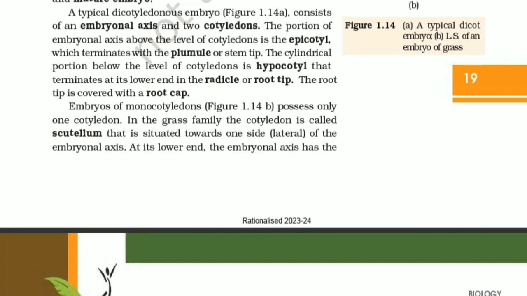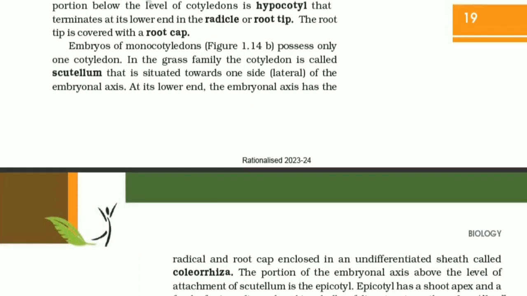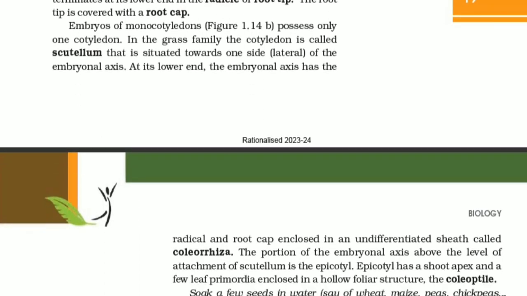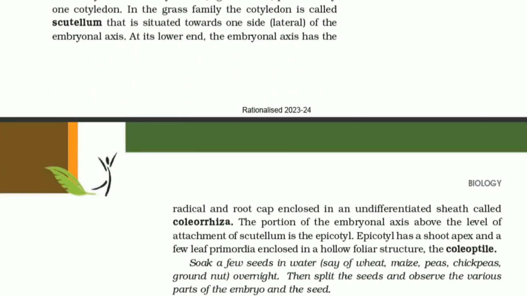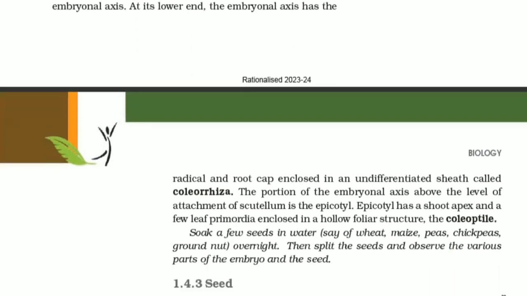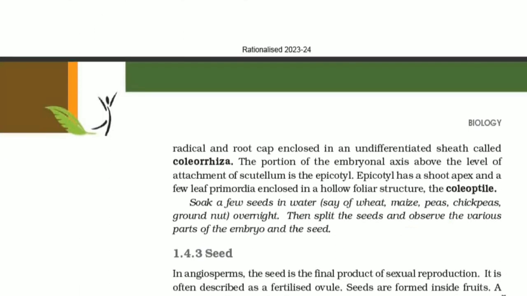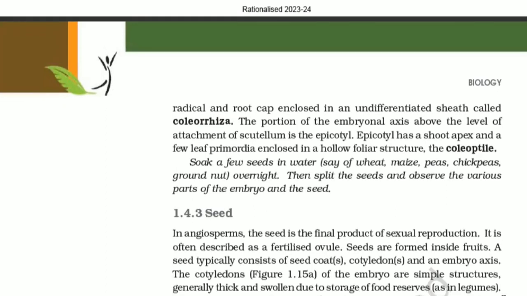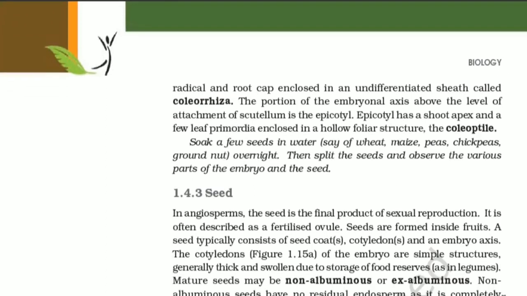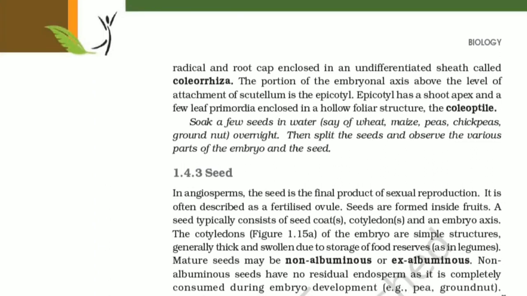Embryos of monocotyledons, as in figure 1.14b, possess only one cotyledon. In the grass family, the cotyledon is called scutellum, that is situated towards one side, that is lateral, of the embryonal axis. At its lower end, the embryonal axis has the radicle and the root cap enclosed in an undifferentiated sheath called coleorhiza. The portion of the embryonal axis above the level of attachment of scutellum is the epicotyl. Epicotyl has a short apex and a few leaf primordia enclosed in a hollow foliar structure, the coleoptile.